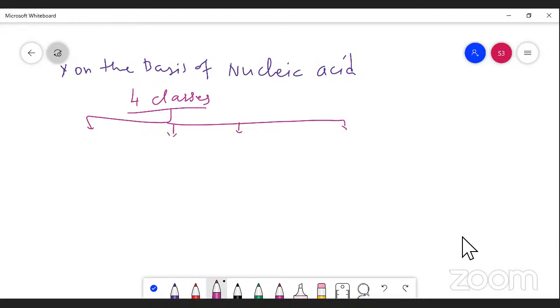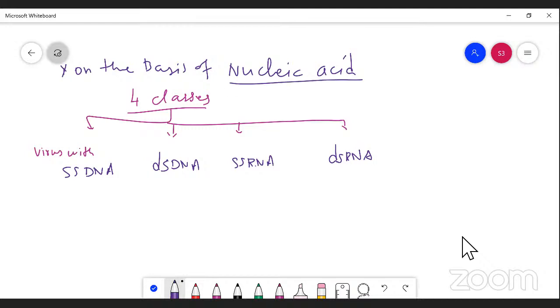The first one is viruses with a single strand of DNA. Then viruses with a double strand of DNA. The viruses with a single strand of RNA. Then viruses with a double strand of RNA. So the viral genome contains only DNA or RNA, and based on nucleic acids there are four classes.